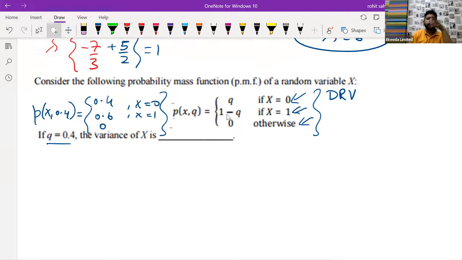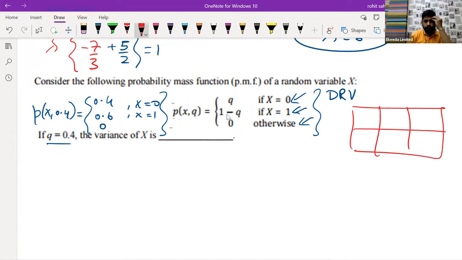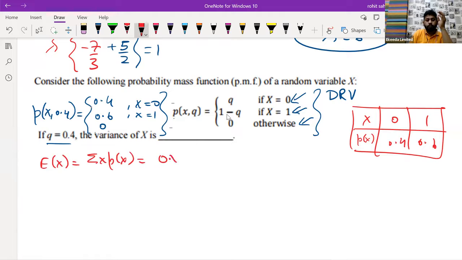Of course, it is discrete. So let's say the values you have are x equal to 0 and x equal to 1. So this is p of x, this is 0.4, this is 0.6. That's it. So expected value, summation of x p of x, which is 0 times 0.4 plus 1 times 0.6. That should be simply 0.6.